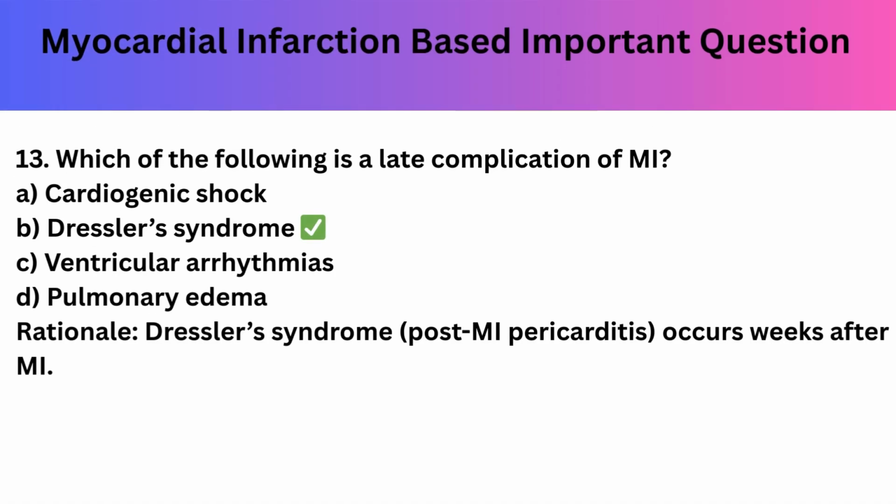Question number 13. Which of the following is a late complication of MI? Option A, cardiogenic shock; option B, Dressler syndrome; option C, ventricular arrhythmias; option D, pulmonary edema. Correct answer is Dressler syndrome. Dressler syndrome is post-MI pericarditis that occurs weeks after the infarction.